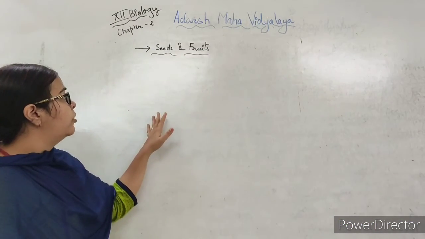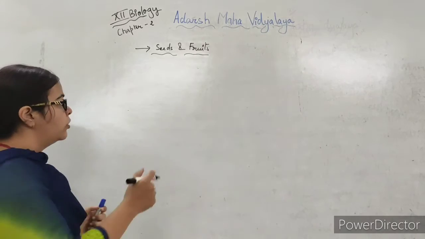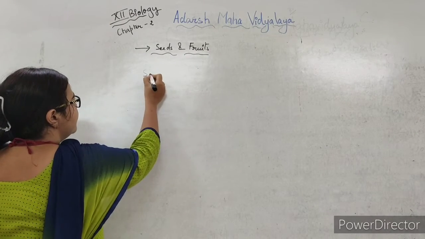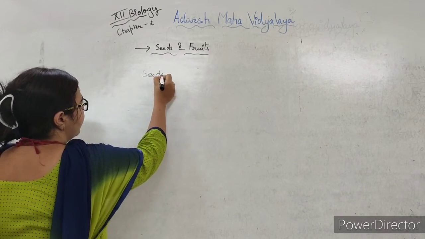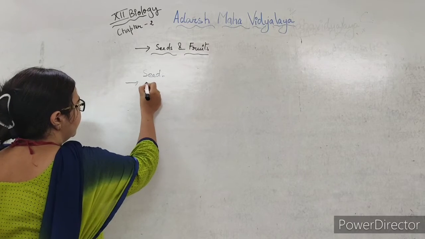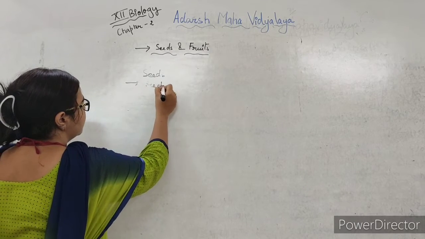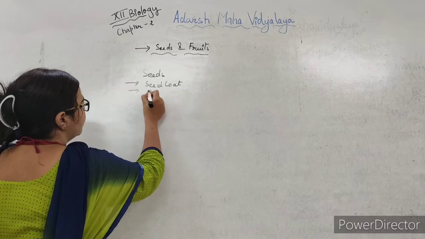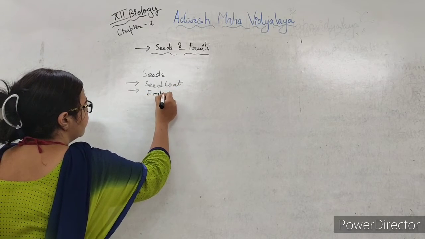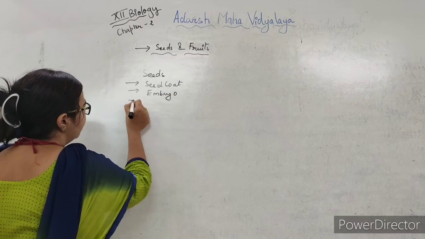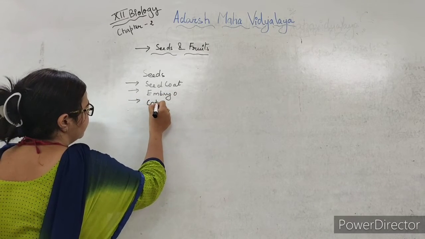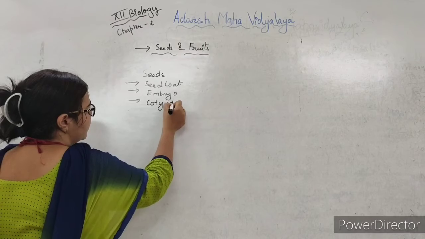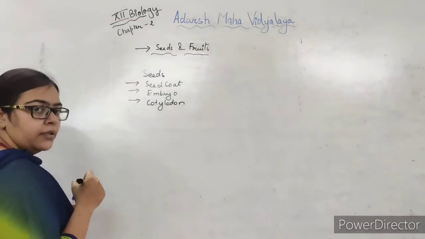In this section we will talk about seeds and fruits. So seeds which we are talking about contain what? They contain seed coat, embryo and the cotyledon. These cotyledons are nothing but the seed leaf.